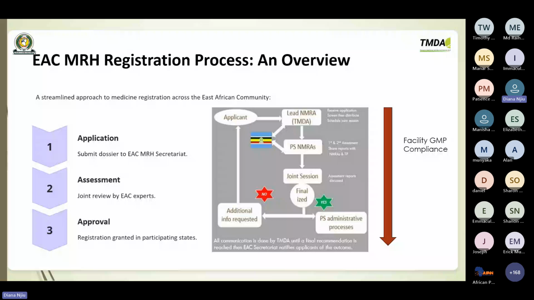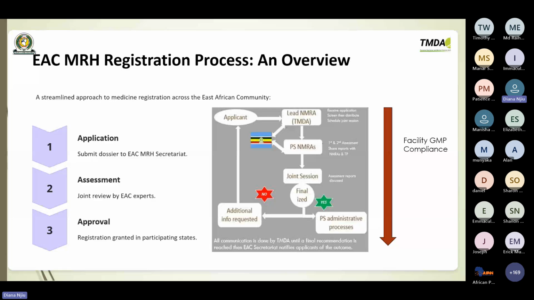will be reviewed in 2 rounds, first assessment and second assessment, and this involves all the participating EAC partner states. Then there is a joint session in which they discuss the reports that have been assessed and then finalize them. So the outcome of the assessment can be approval, or you can have some pending issue which needs to be communicated.